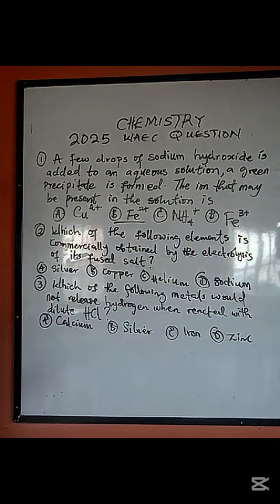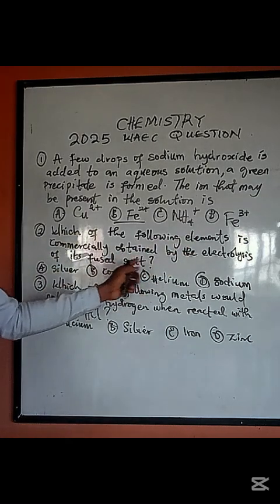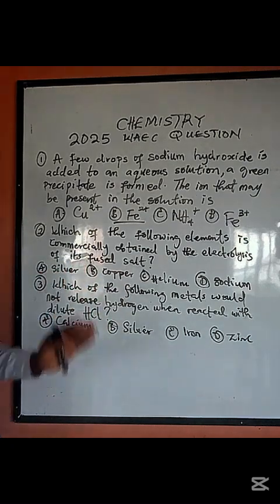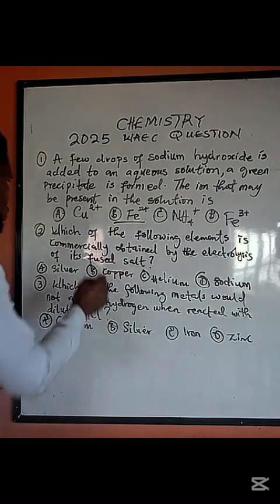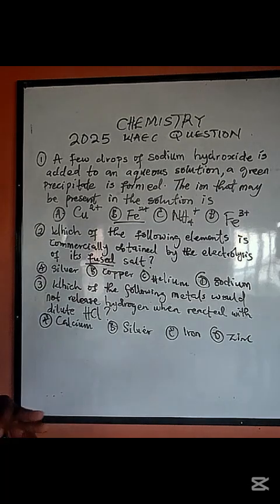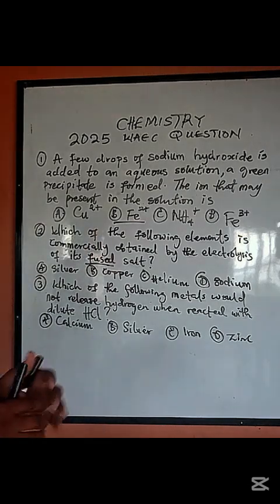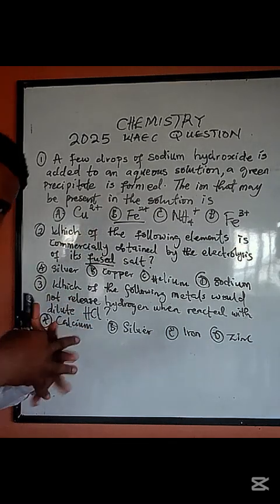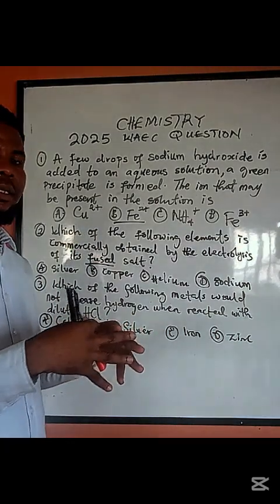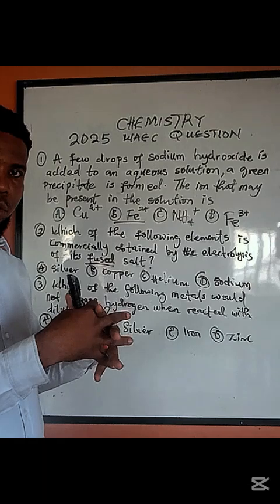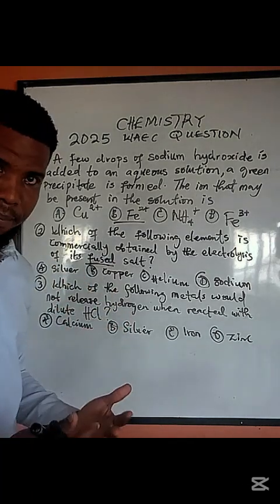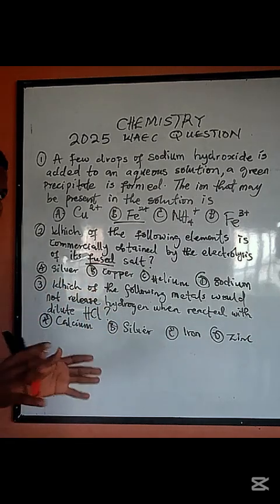Which of the following elements is commercially obtained by the electrolysis of a fused salt? Fused salt. This word fused, what does it mean? Now, fused simply means something that is melted. If it is melted, that is the meaning of fused. So, melted or in its molten form. That's just a simple explanation.